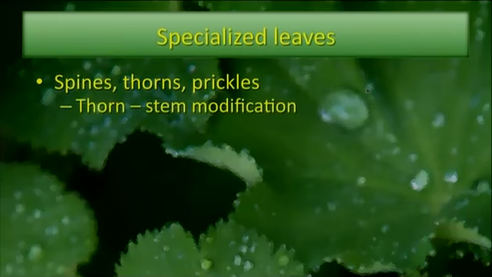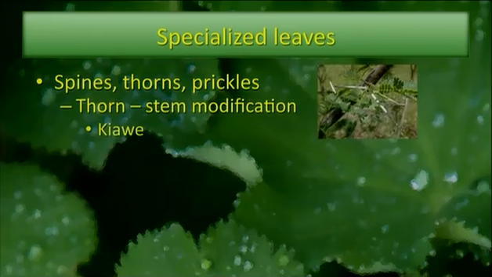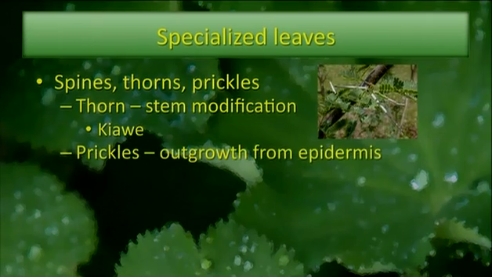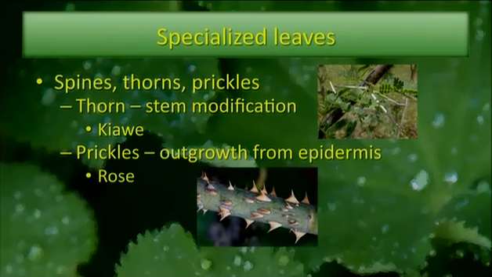Now thorns are a stem modification. We talked about them last time. And they occur in kiawe or mesquite. Prickles are outgrowths from the epidermis. We talked about that before too. And they occur in roses and also raspberries.